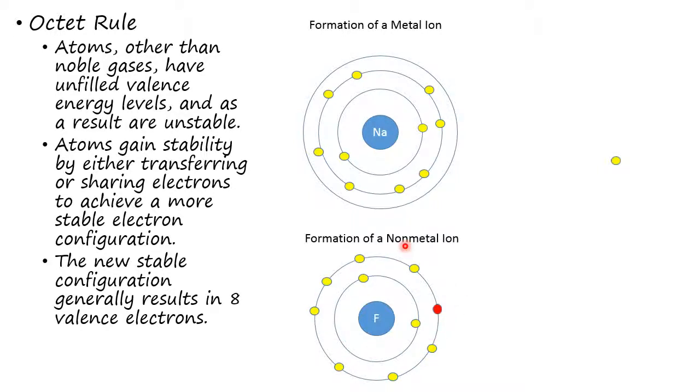And this is a common pattern where metals generally will lose electrons in order to gain a stable 8 electron valence configuration, and nonmetals will generally gain electrons in order to obtain this 8 valence electron configuration. And so the new stable configuration generally results in 8 valence electrons, and this is why this is called the octet rule. Octet for 8, or 8 rule.